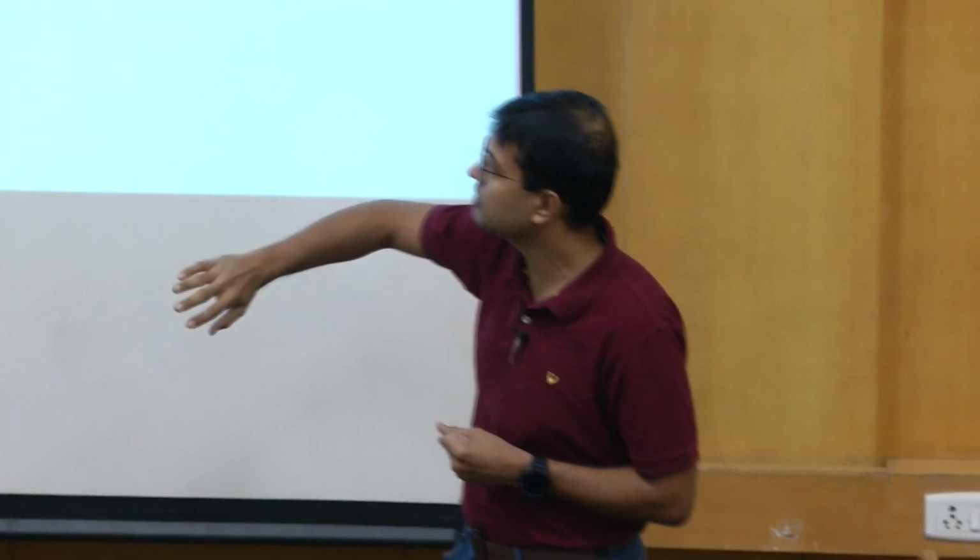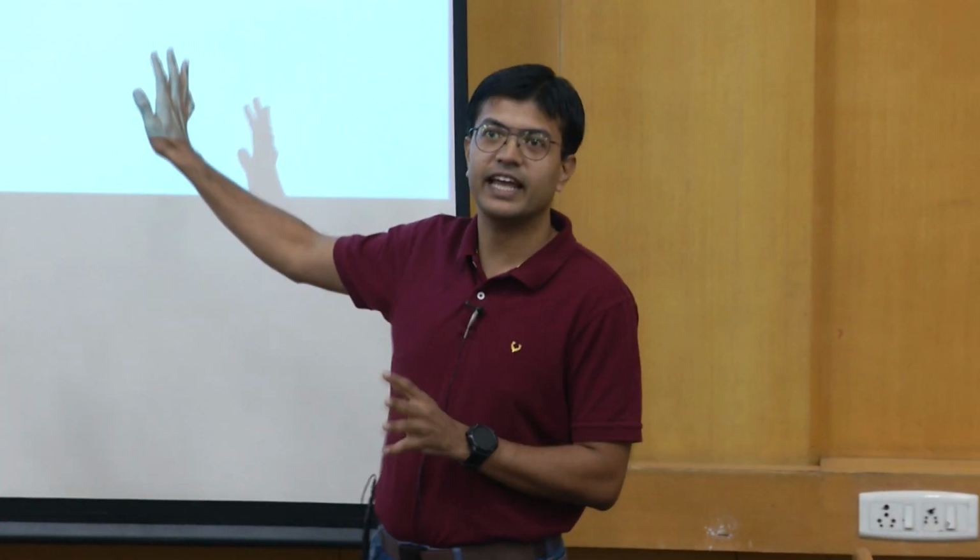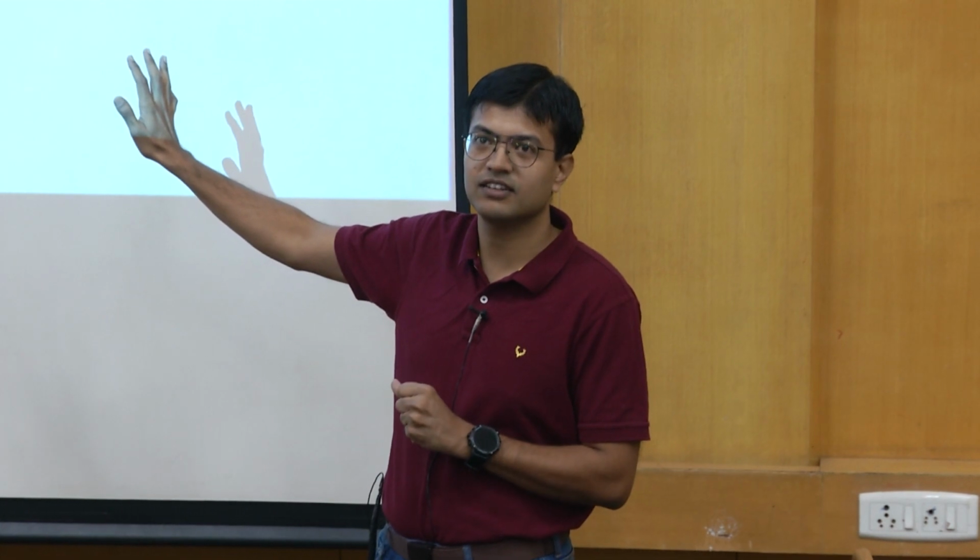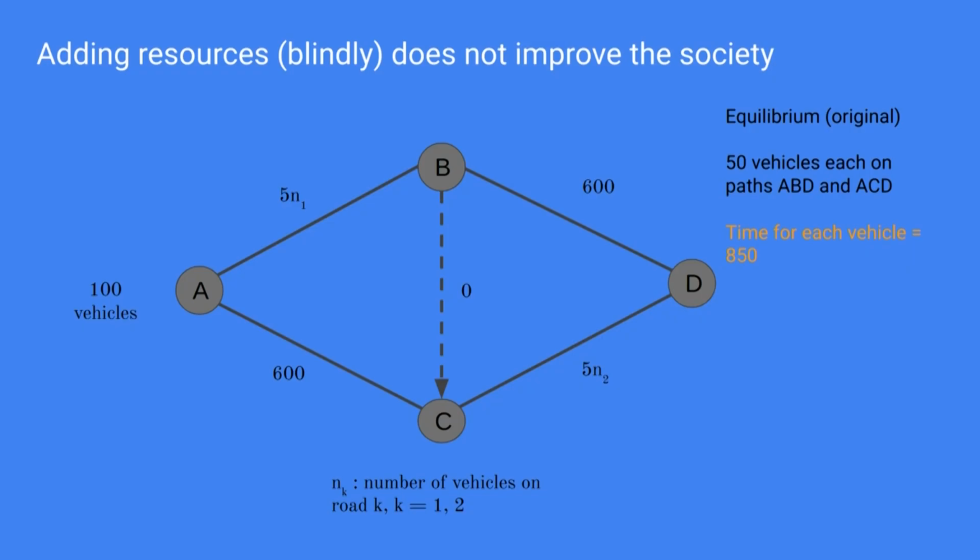Is that example clear to everyone? So what will be the final equilibrium outcome in this case? Everybody will take the ABCD path. Now calculate the time for that. 1000. So actually it's a bad design, right?